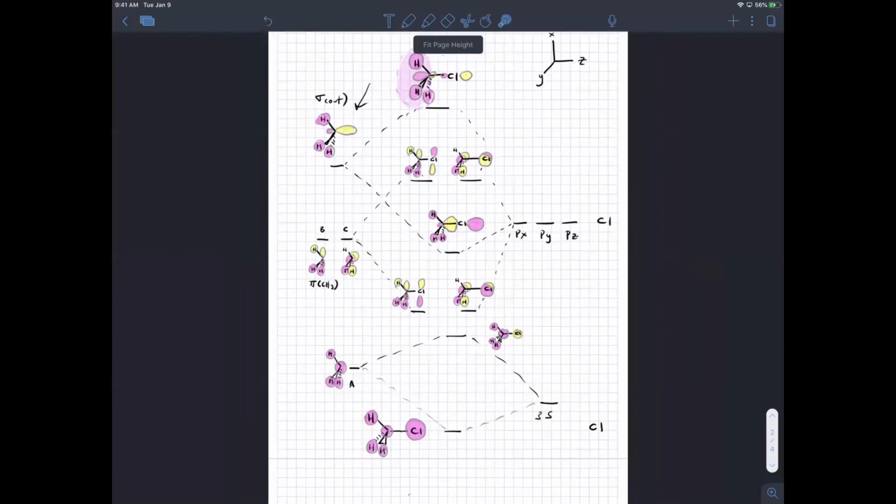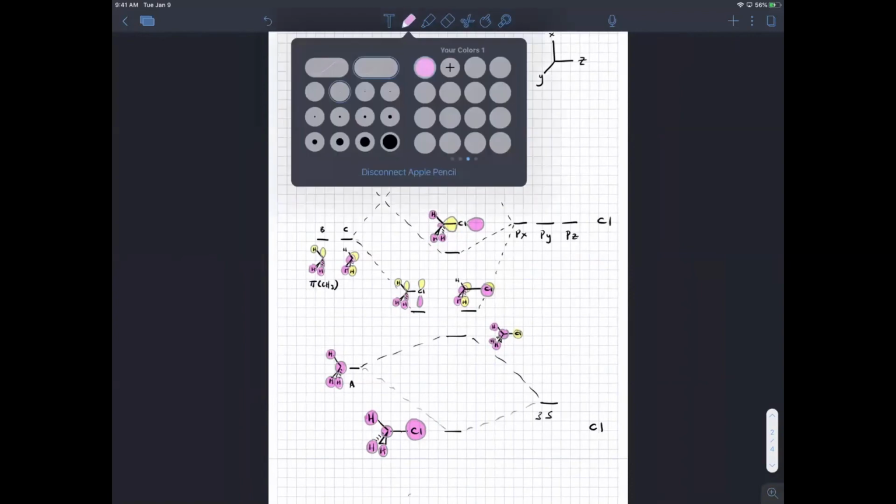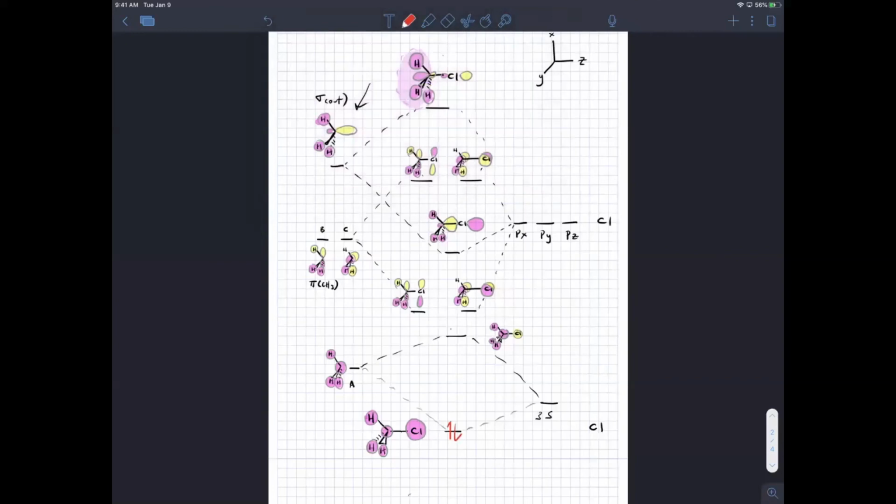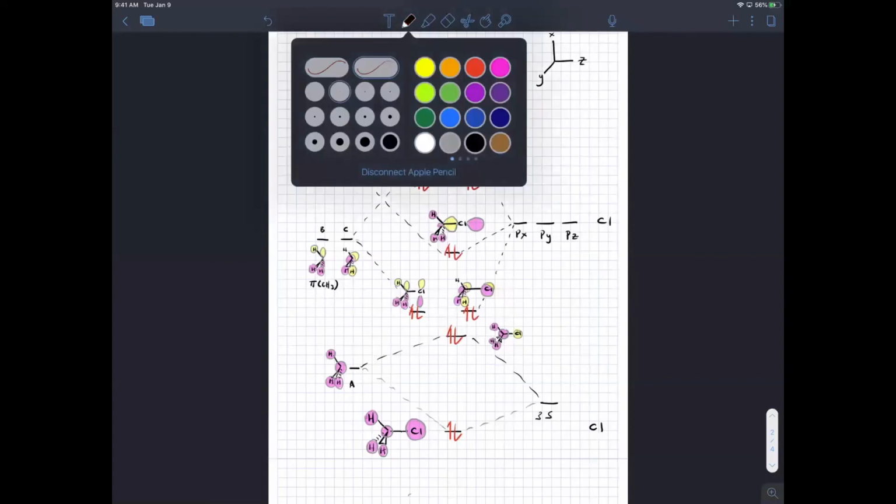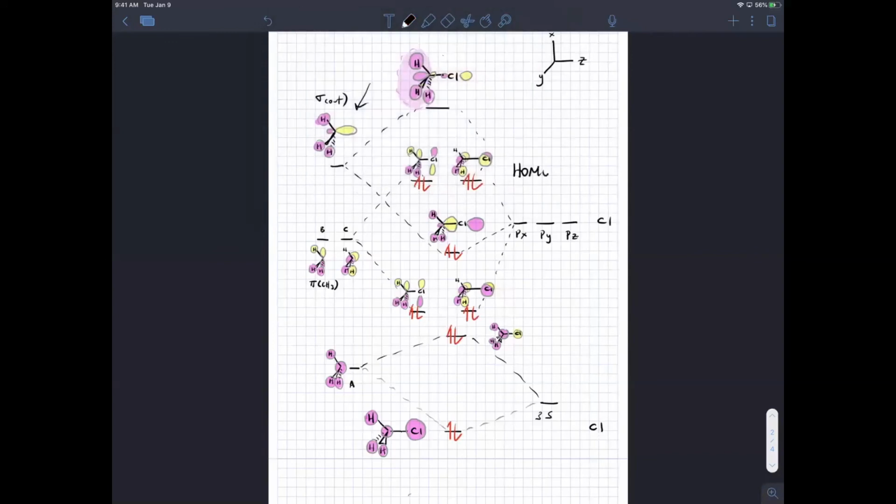Now let's figure out how many electrons we've got to deal with. There's 2, 4, 6, 8 plus 3 lone pairs on the chlorine, so 14. You get that right? So let's fill them up. 6, 8, 10, 12, 14. We've got the HOMO here and the LUMO here.